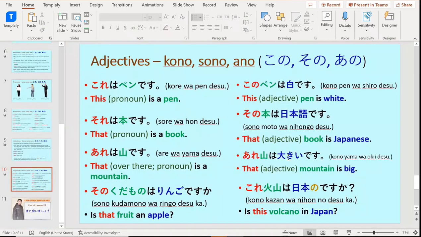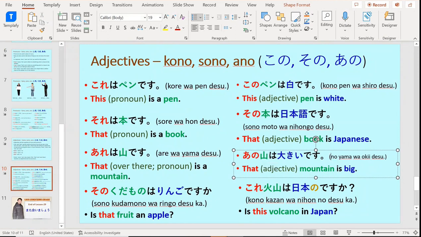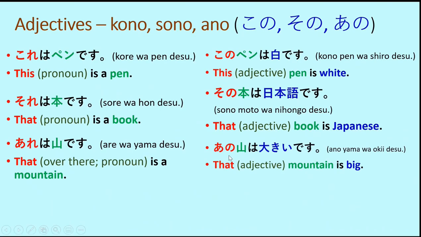Sorry about the typo errors. So it becomes ano yama wa oki desu. Ano yama wa oki desu. That mountain is big. So here that is used as an adjective. That is a mountain. Are wa yama desu. That mountain is big. Ano yama wa oki desu.